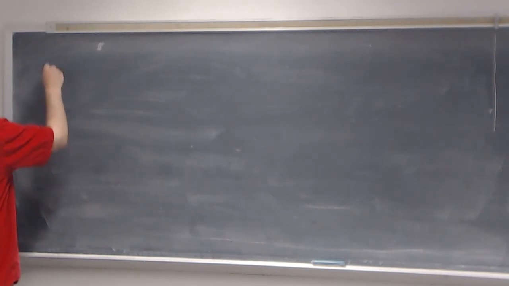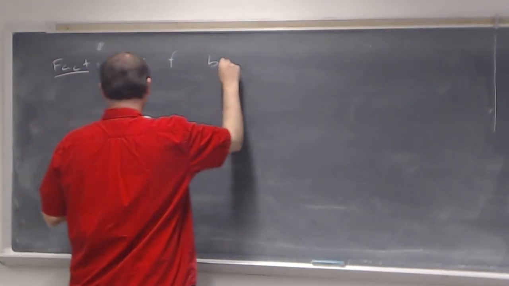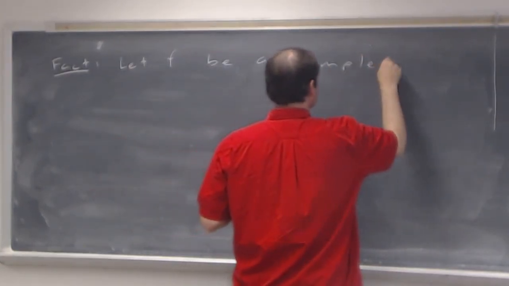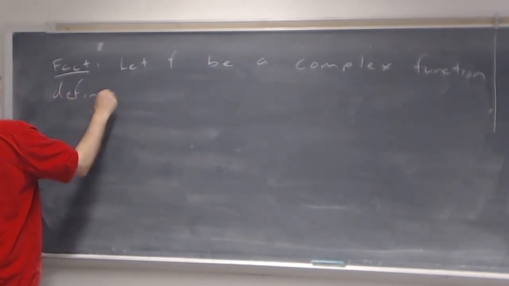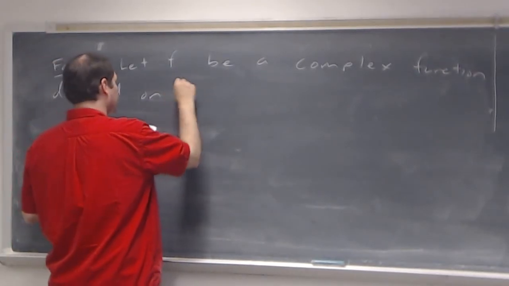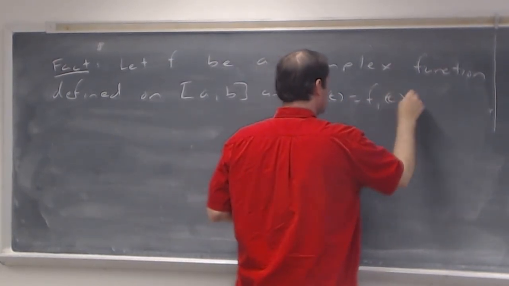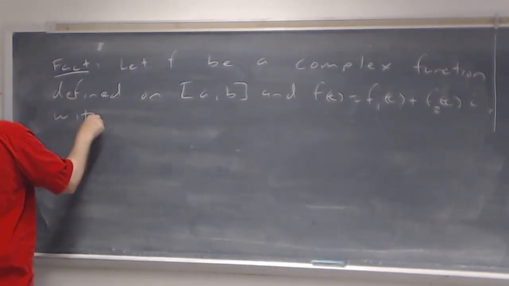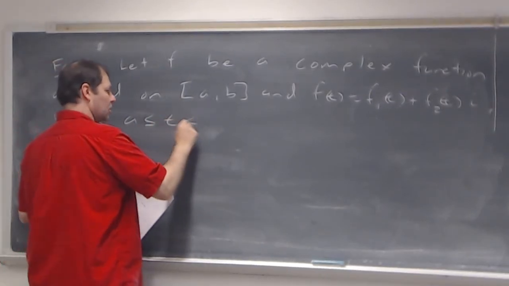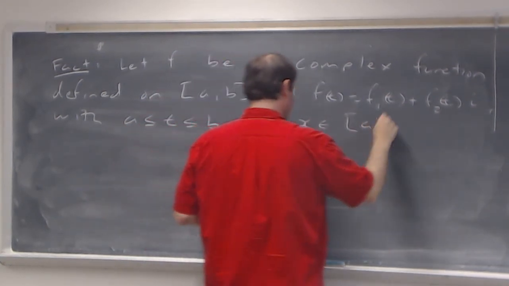Okay. So here's the fact. It says let f be a complex function defined on a to b, and we're going to say that f of t is equal to f sub 1 of t plus f sub 2 of t times i, with t being in this closed interval. So we let x be an element of a to b.